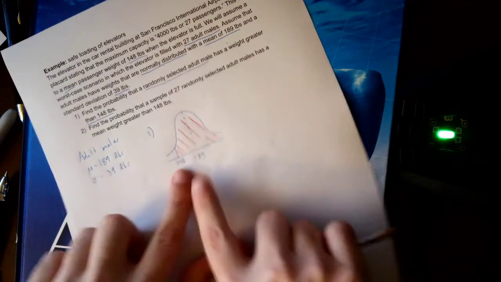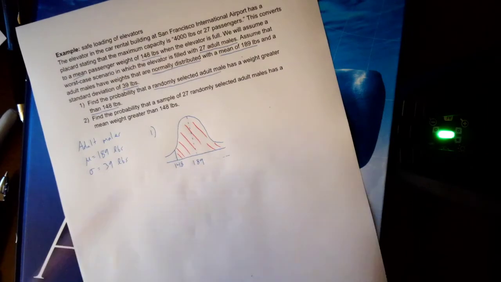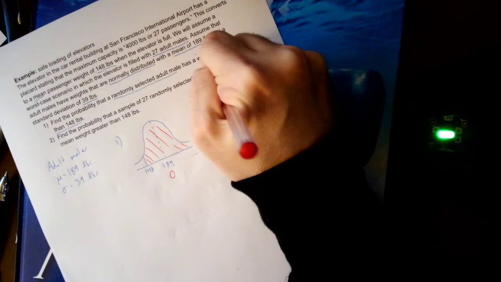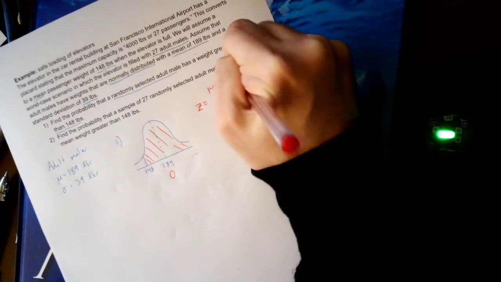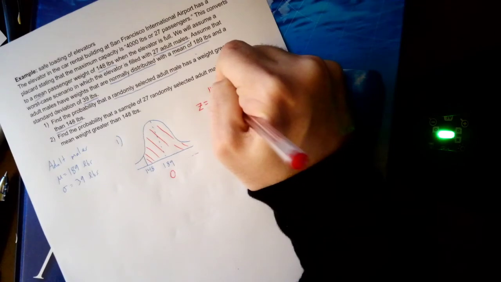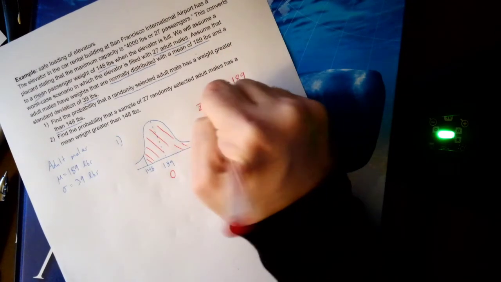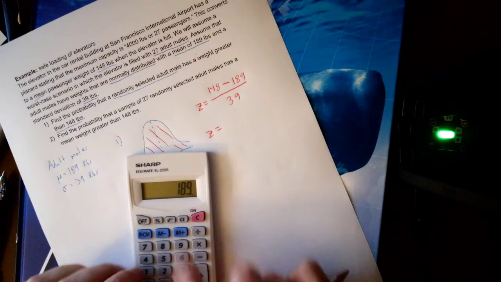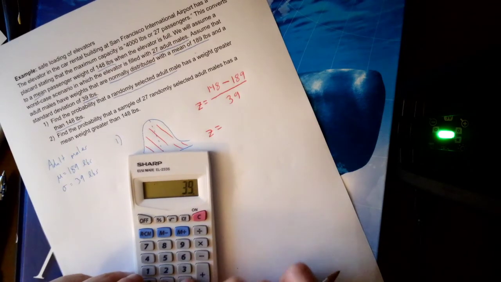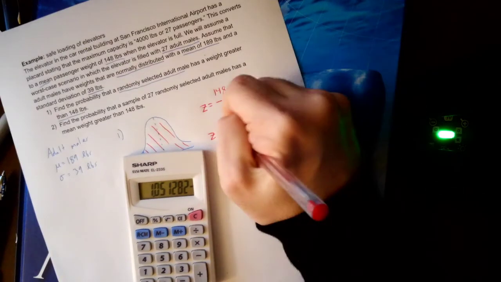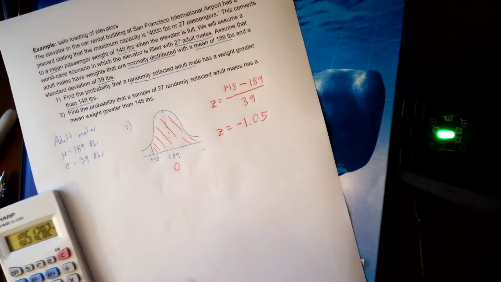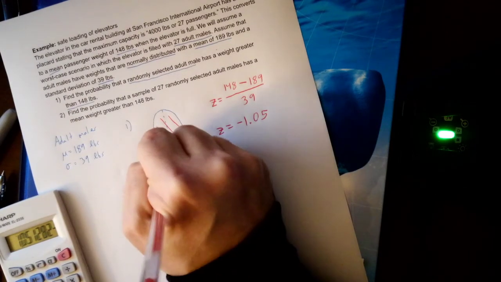Now, remember, when you have non-standard measurements, you need to convert them. The average always becomes 0, and I need to calculate the z-score for the other one. 148 minus the average, divided by the standard deviation, which is 39, gives me the z-score, right? So let's check. 148 minus 189, divided by 39, gives me negative 1.05. So I get a z-score of negative 1.05.